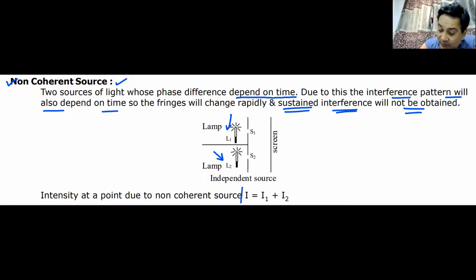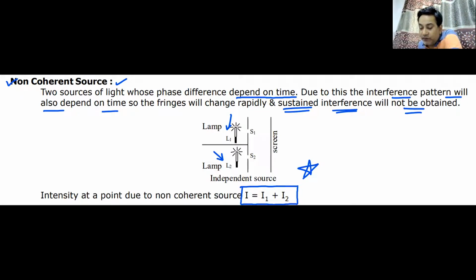And you can see the formula when the sources are non-coherent: I is equal to I1 plus I2. Remember this formula, which is valid only for non-coherent sources. But if the sources are coherent, we already know the formula: I is I1 plus I2 plus 2 times root of I1 I2 multiplied by cos phi. Do we remember this? I'll give you a minute to note down this concept of non-coherent sources.